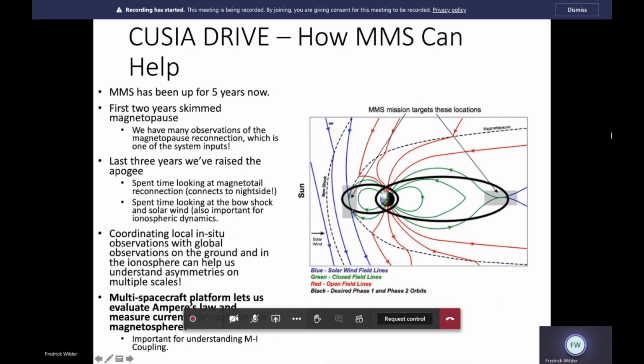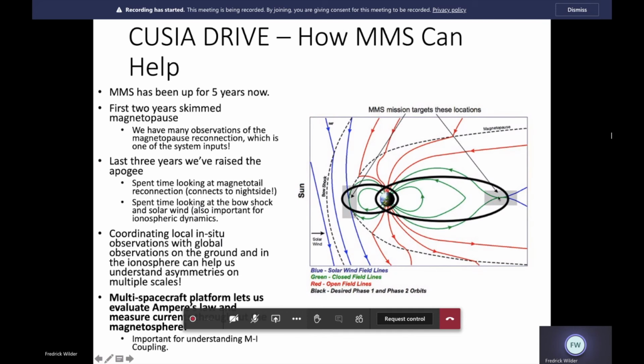So how can MMS help? MMS has been up for 5 years now. It's spent a lot of time skimming the magnetopause. So we have tons of observations of the magnetopause. And that's one of the inputs to the geospace system. So if we see something in the magnetopause, we could trace it down to the ionosphere and look at the hemispheric differences.